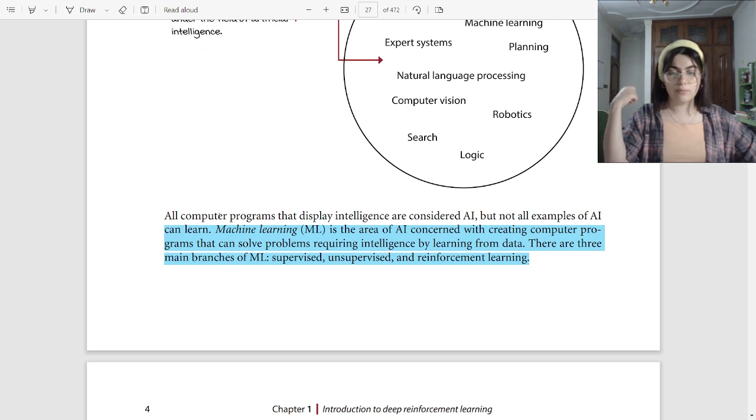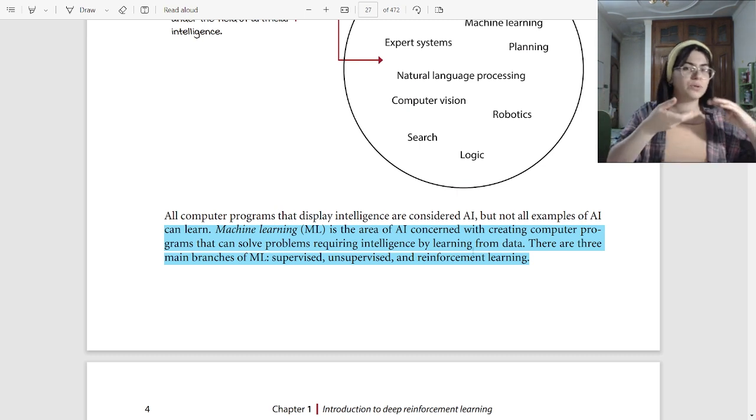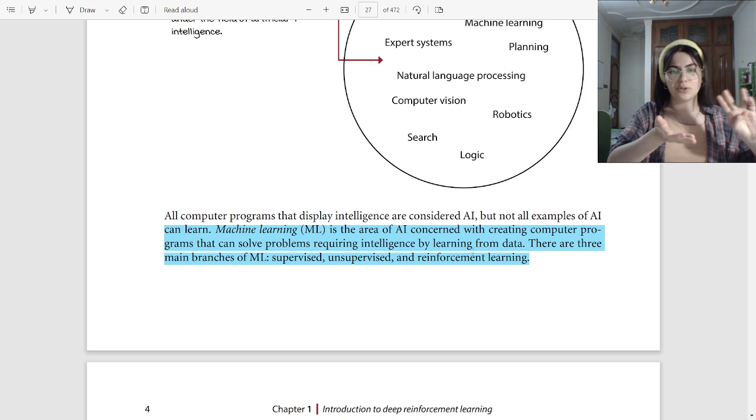And it says that all computer programs that display intelligence are considered AI, but not all examples of AI can learn. So pay attention to that, because there's a statement that says even if you put an if statement in your program, it's kind of an AI, because you're just putting some intelligence into your machine. But still, that doesn't mean that your machine can learn.